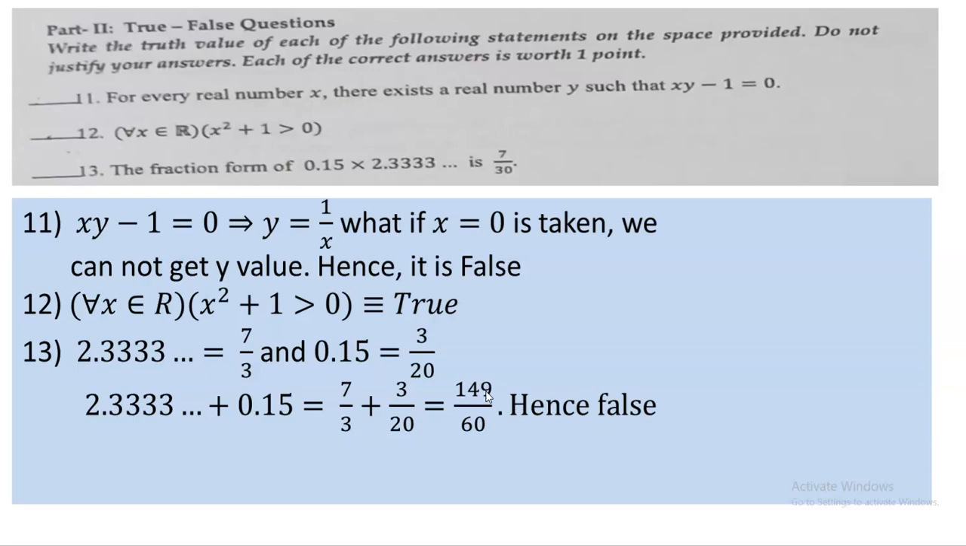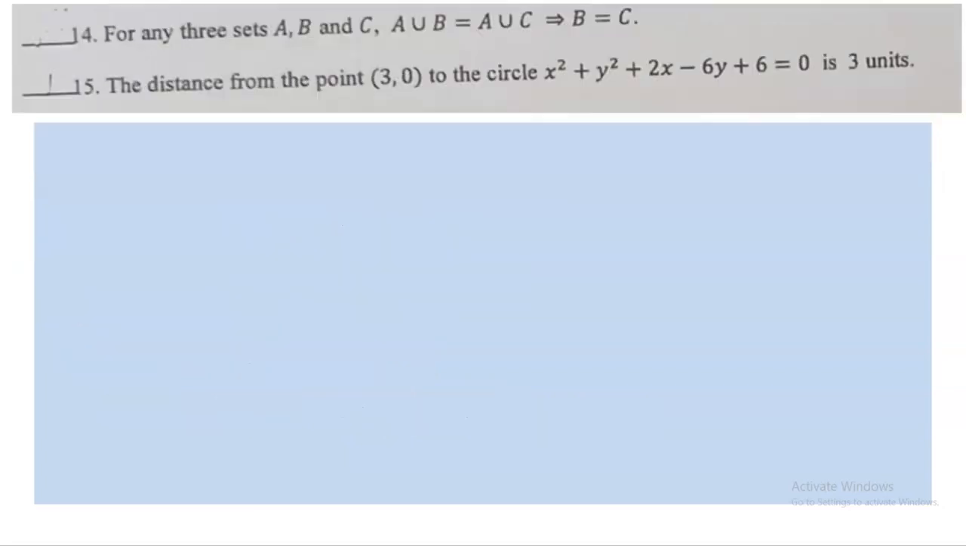So 7 over 20 is not the same as 7 over 30. So this basically is false, right? False. This is how you can do it. So proceeding to the next one, we have question number 14.